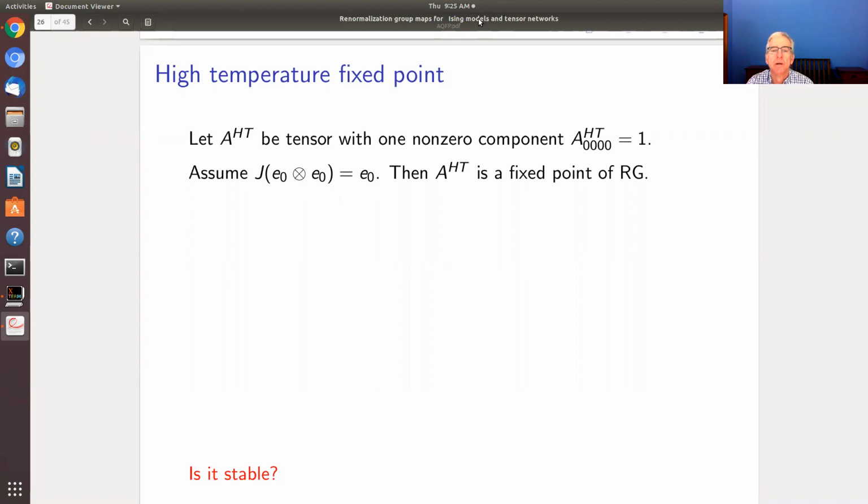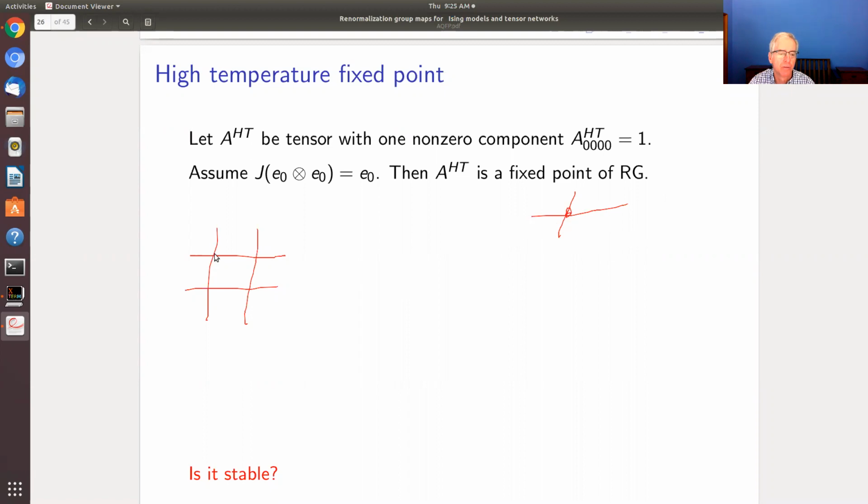And so I was hoping on the tablet to be able to draw some pictures here. Let me see if I can draw pictures. It will be really crude. So I'm going to represent the high temperature fixed point just by a tensor x with a dot right here. Okay, so that's my high temperature fixed point.